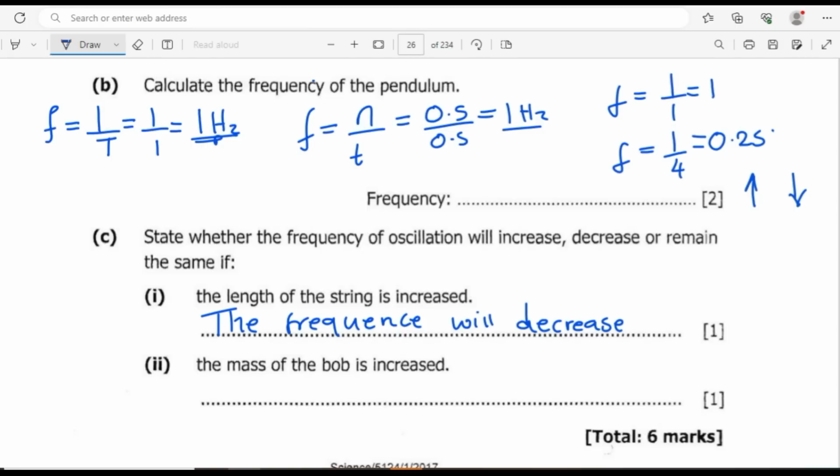Then Roman number 2, the mass of the bob is increased. This one, the mass has no impact, so we'll just say it will remain the same.